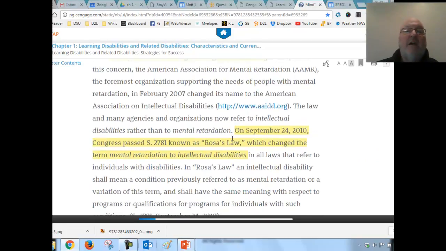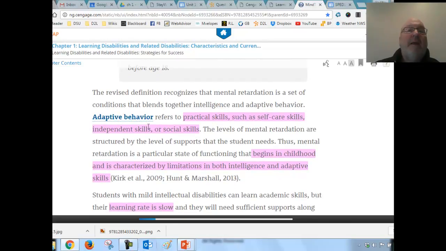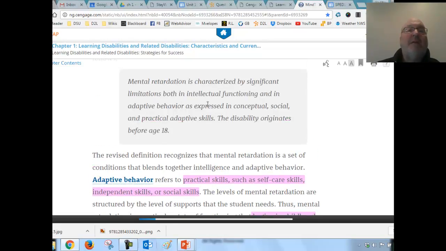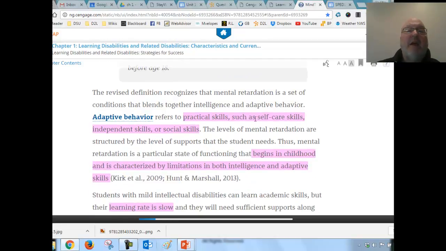Okay, so that's Common Core, and then let's move on here to intellectual disabilities, and I give you a little start on this here, where that came from. And then part of determining this is adaptive behaviors, and that's practical skills such as self-care, independent skills, social skills.